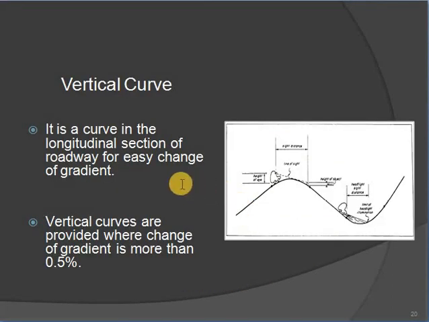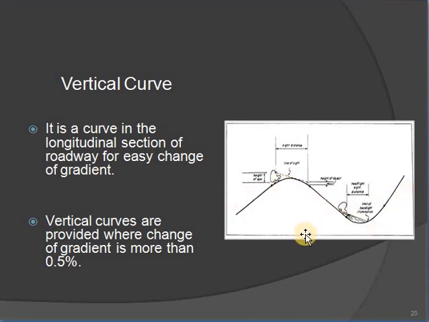And next one is vertical curve. It is a curve in the rounded section of roadway for easy change of gradient. The diagram is clear, I think. Vertical curves are provided where change of gradient is more than 0.5%. This is in hilly mountains; you can see in the hills, mountains, plateaus, at the highest places these roads will be constructed. Up and down is nothing but the vertical curve.